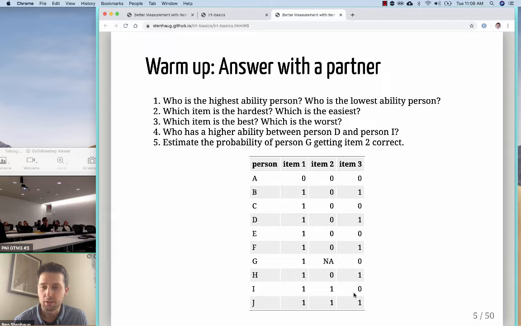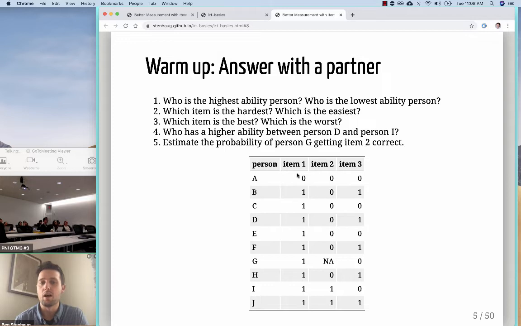Any other thoughts on that? Well, item two could be the best, depending on what you want it to be best at. If it's just a difficulty thing, then the one that the fewest people do well on might be the one they care about the most. So we doubt all the people who are not good at your task.